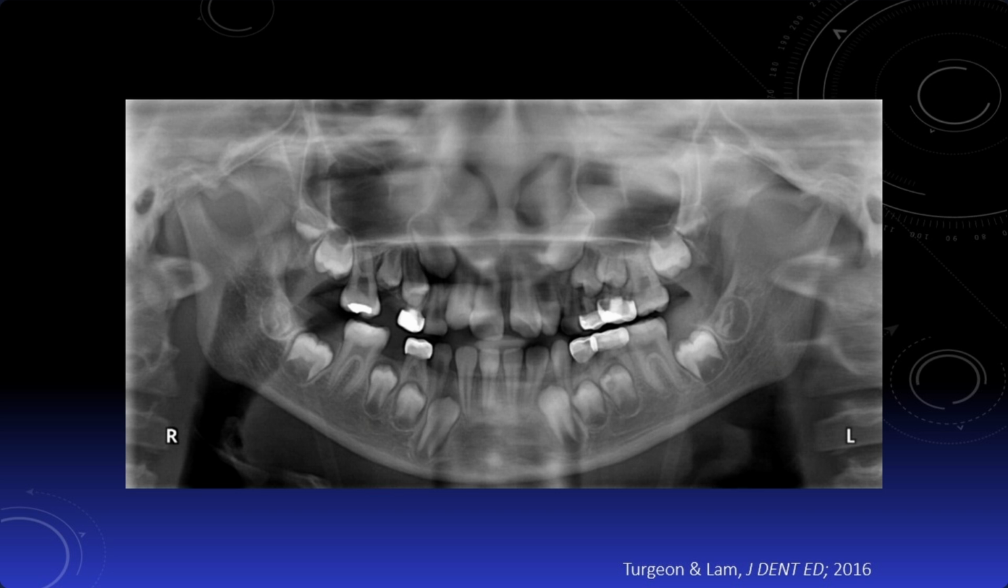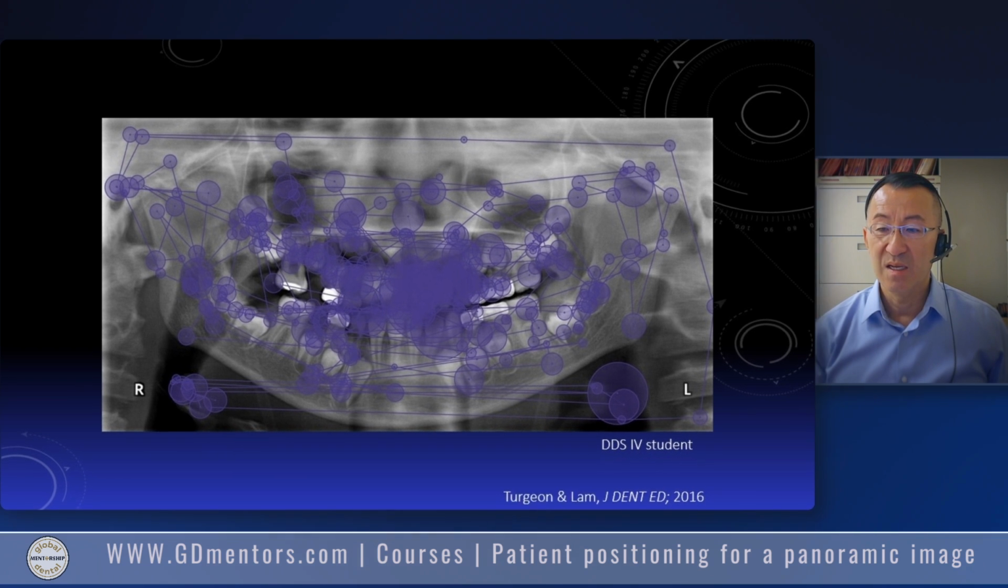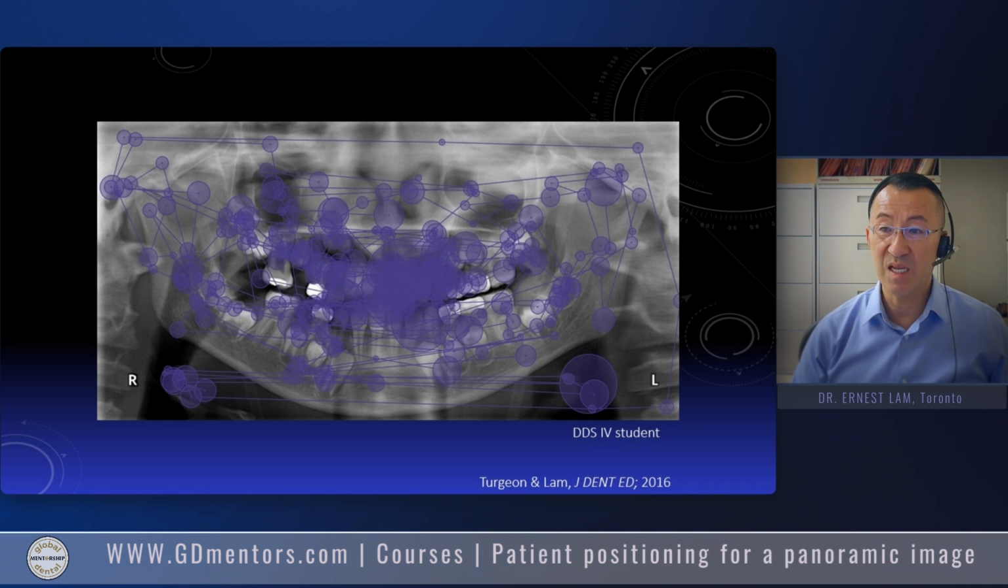This is one of the images that we showed our participants, and this is the eye tracking data for one fourth-year dental student. The little circles represent the locations that the subject's eyes move to, and the size of the circle reflects the amount of time they spent in that location. And the lines that connect the circles represent their real-time eye movements from point to point across the panoramic image. This particular student actually was able to look throughout the image and was very comprehensive in their investigation of the image.